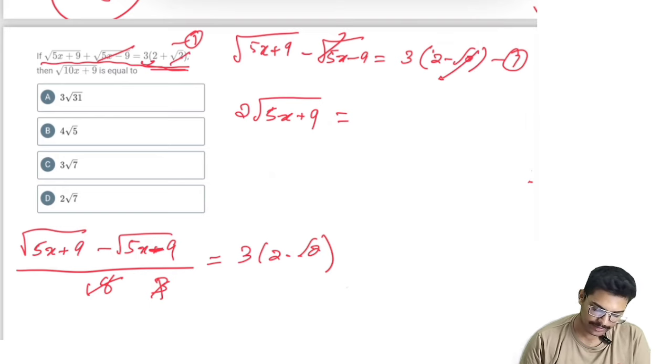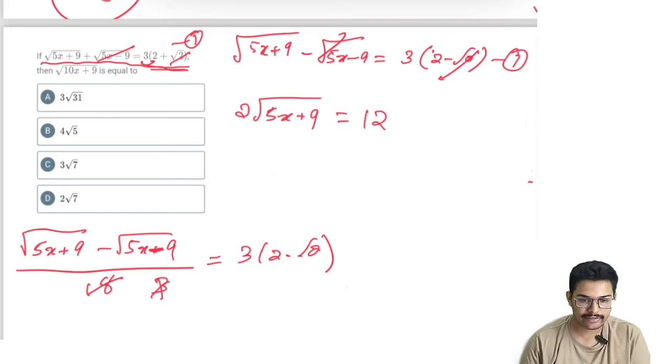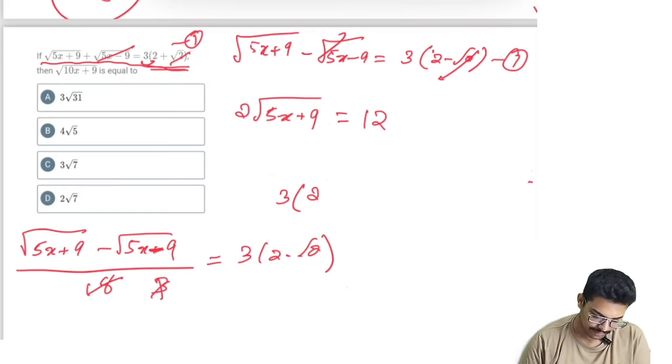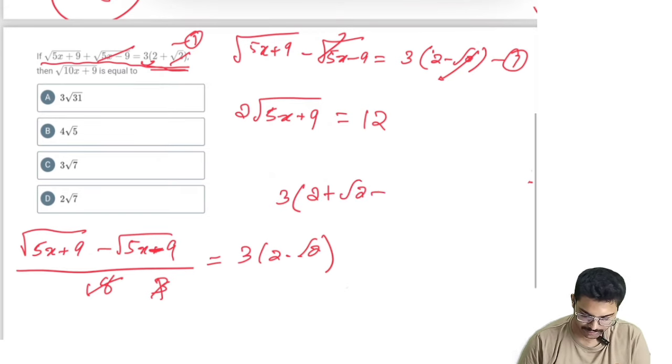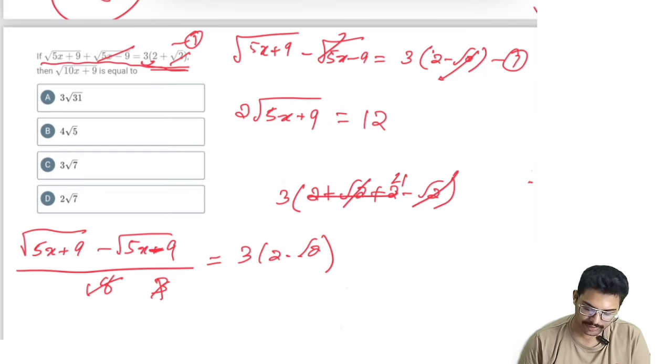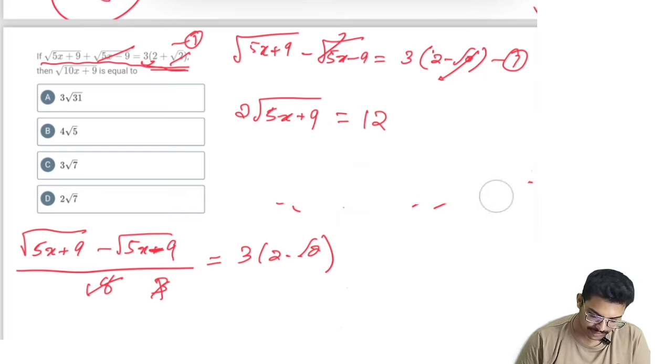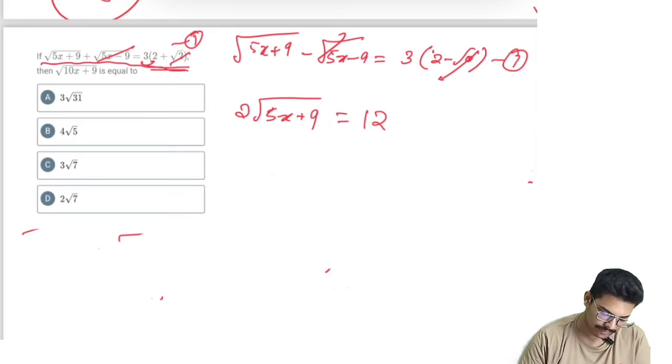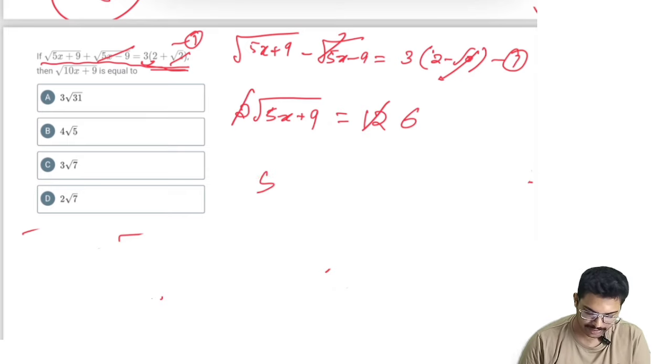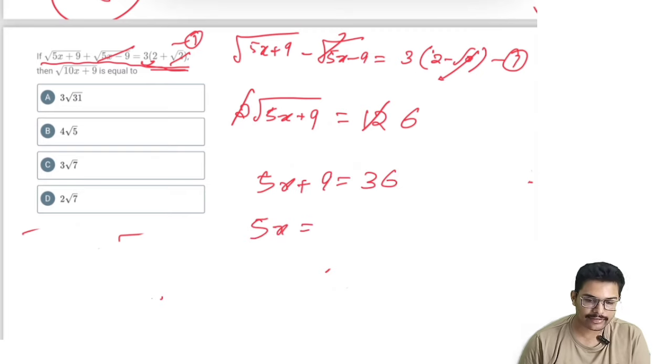It will be 6 plus 6, it will be 12. Or you can write 3 into 2 plus root 2 plus 2 minus root 2. When you simplify, it will be 3 into 4 will be 12. Now we can divide this by 2, it will be 6. When you take square, 5x plus 9 equal to 36. 5x equal to 36 minus 9 will be 27, which means x equal to 27 divided by 5.